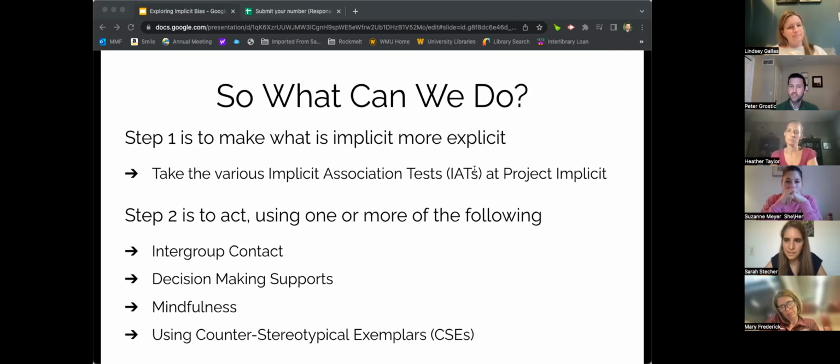Decision-making supports is the second one. So our implicit biases, like we mentioned before, are heightened when we're experiencing high cognitive load, and that can affect our decision-making, of course. And so decision-making supports are habits that we can form to serve as kind of a buffer against the negative effects of high cognitive load. So they include some very simple things like taking a break before making an important decision, or asking for someone else's opinion before making a decision. And we'll get into some more specifics in just a moment.